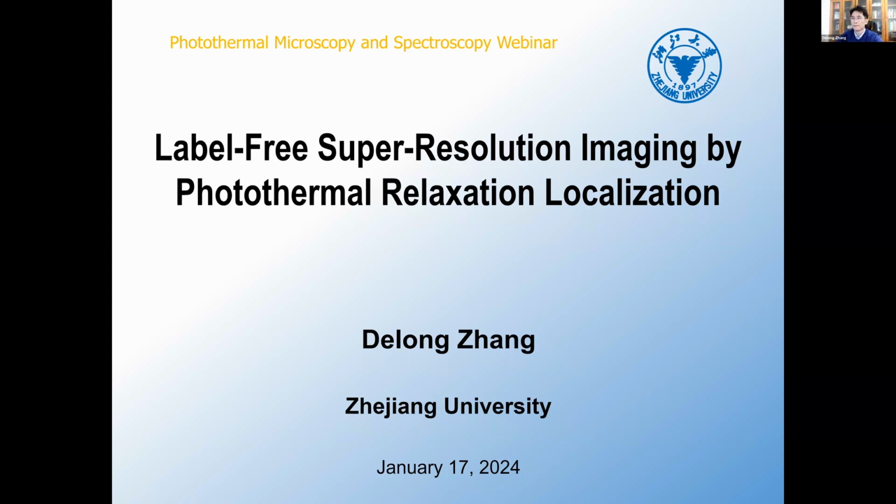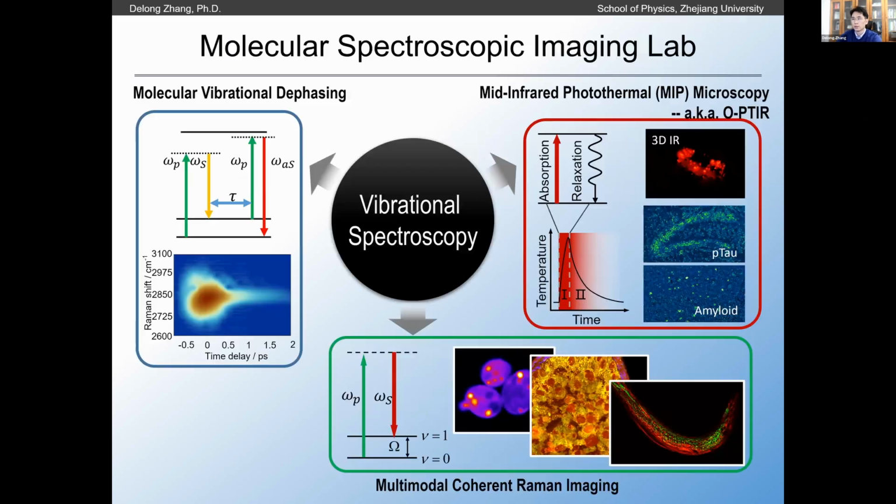Today I will talk about the resolution aspect of photothermal imaging. Before I go into today's topic, I would like to introduce what our lab is doing. Basically, we're a molecular spectroscopy imaging lab where we develop vibrational spectroscopy and related techniques for various imaging and microscopy applications.